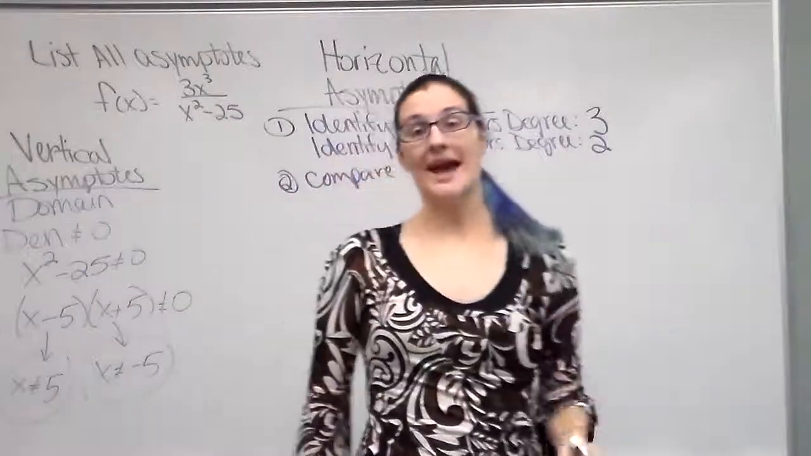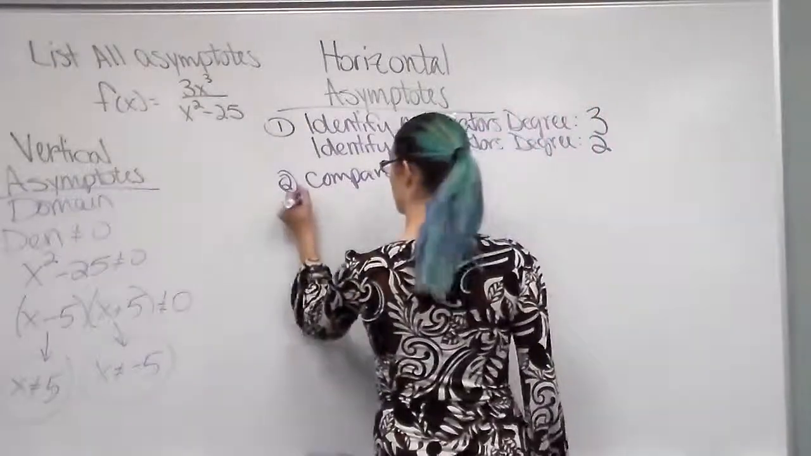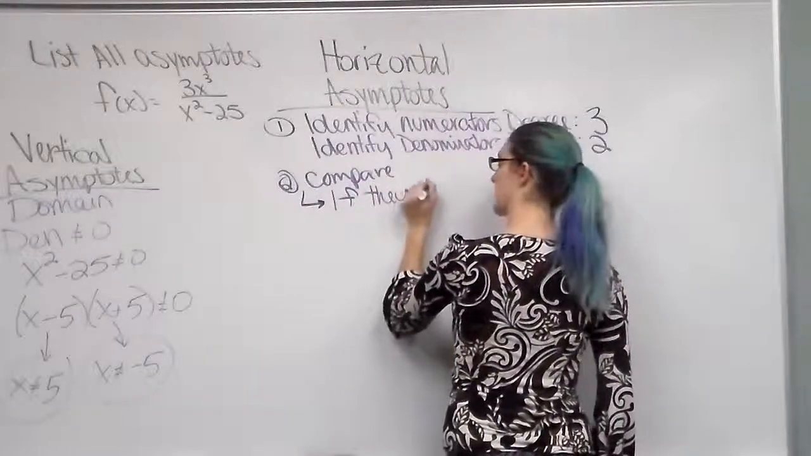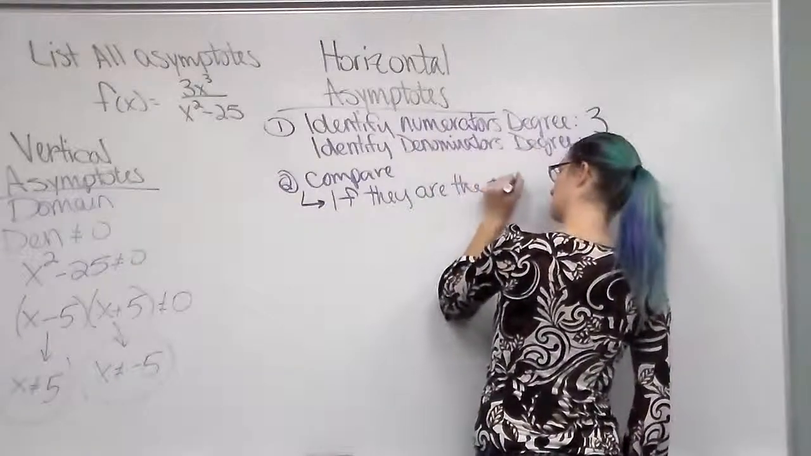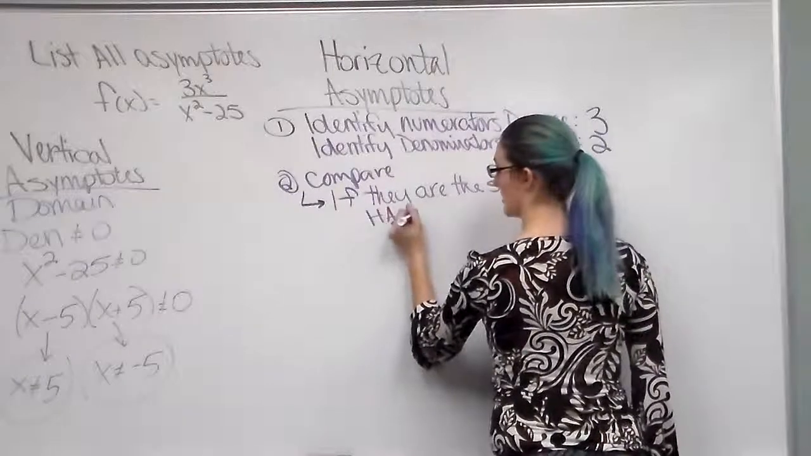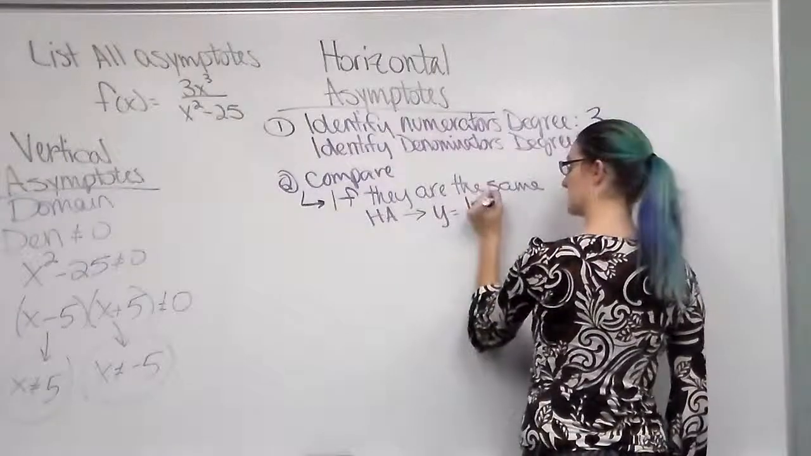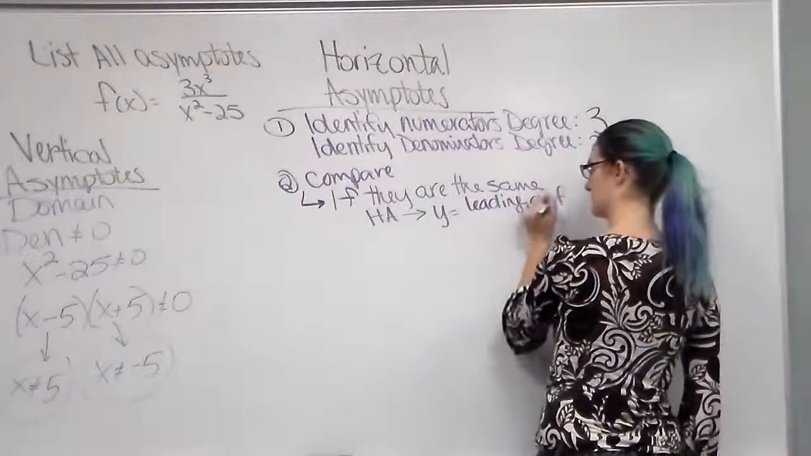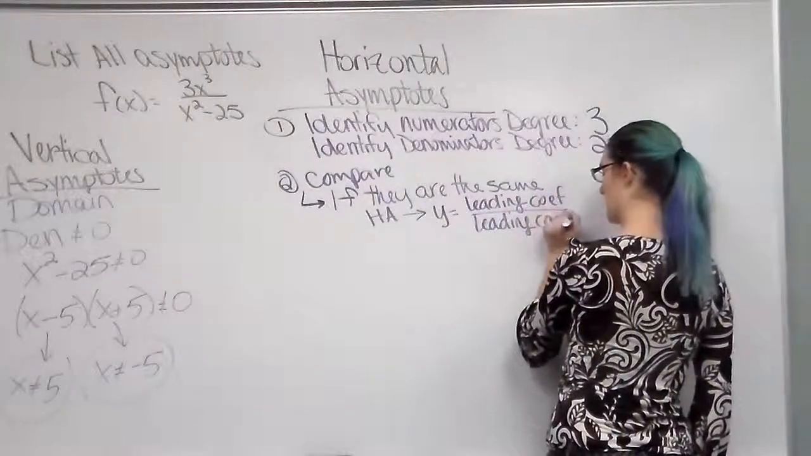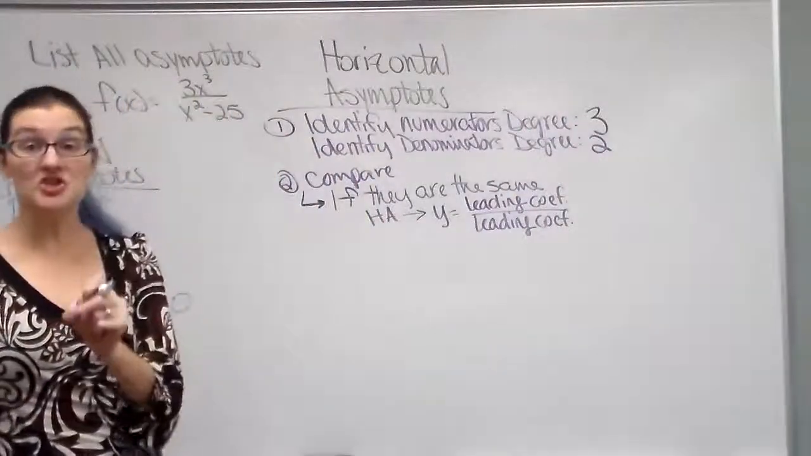degrees. And depending on how they compare, that's going to depend on what the horizontal asymptote is. So, if they are the same, your horizontal asymptote is going to be y equals leading coefficient divided by leading coefficient. Whatever the first coefficient is, divided by the first coefficient, if the degrees are the same.